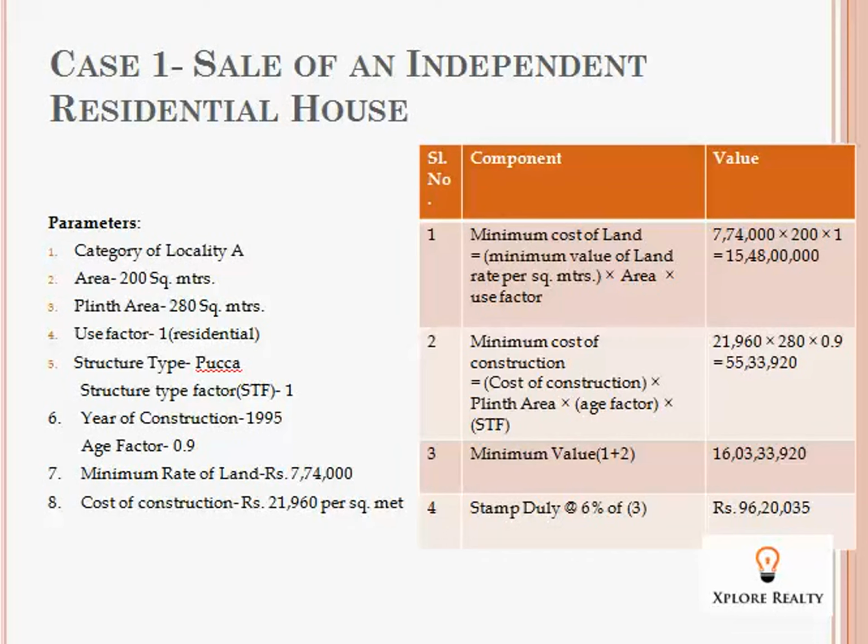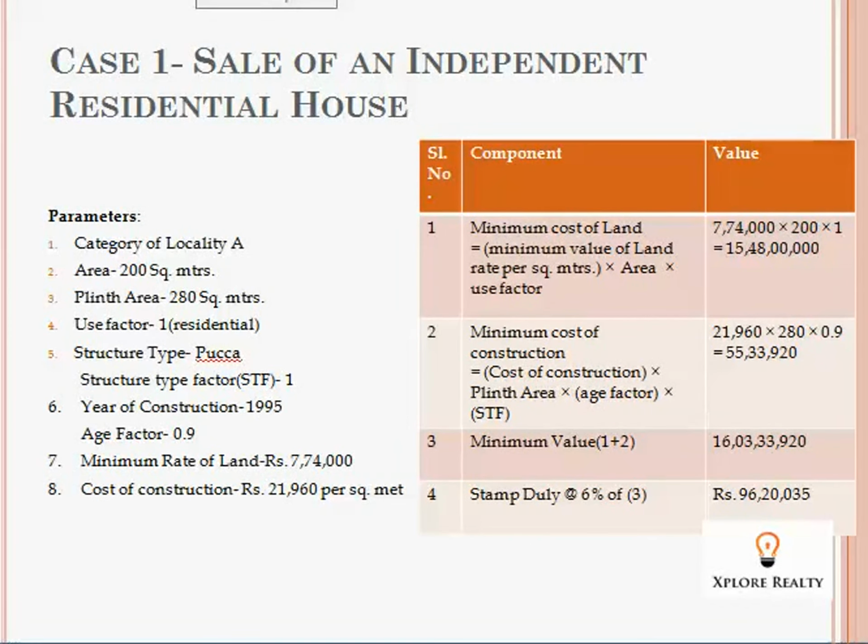Minimum rate of land is 7,74,000 rupees, which is the circle rate of A category, and the cost of construction in A category we are taking as 21,960 rupees per square meter. So first we will calculate the minimum cost of land, which is the minimum value of land rate per square meter into area into use factor. Then we will calculate the minimum cost of construction, which is cost of construction into plinth area into age factor into STF. Then we will add both of them to find the exact value on which the stamp duty is applicable.